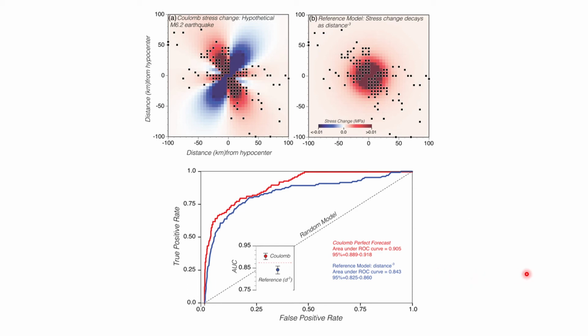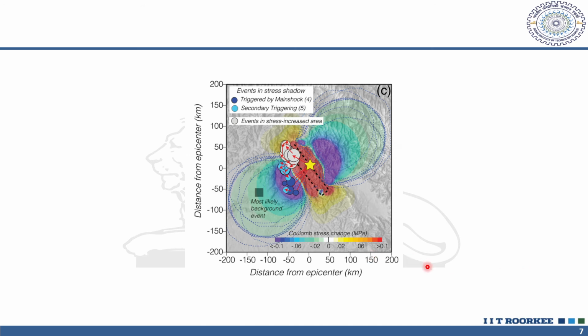There are multiple factors that contribute to making a Coulomb forecast imperfect. This is an example of a real Coulomb earthquake forecast after a 7.5 magnitude Kashmir earthquake in 2005. Here the green circles show the events in the stress increased area, but there are also these blue circles which are events in the shadow zones. So this is an example of a real Coulomb earthquake forecast.